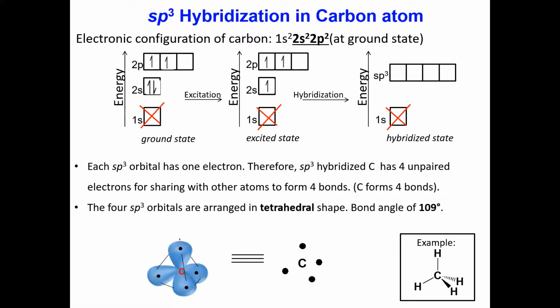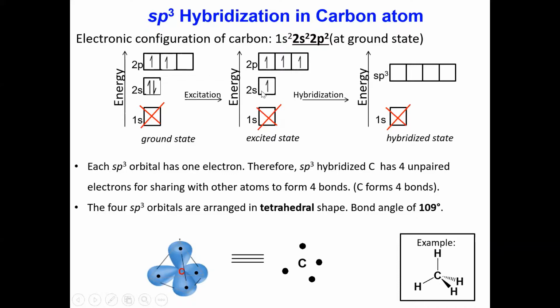For the sp3 orbitals, we use carbon as an example. The electronic configuration of carbon is 1s2, 2s2, 2p2 at the ground state. So for the orbital diagram, we do not need to actually draw the 1s orbital. We just need to draw the 2s and the 2p orbitals. So we will only draw the 4 electrons here, which are the 2s2, 2p2. When the electrons get excited, one of them becomes higher in energy and goes to the 2p orbitals.